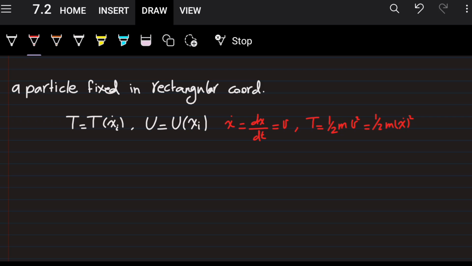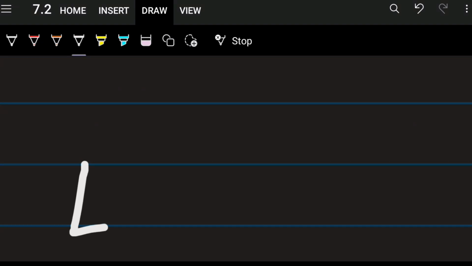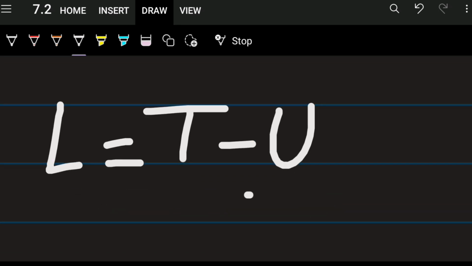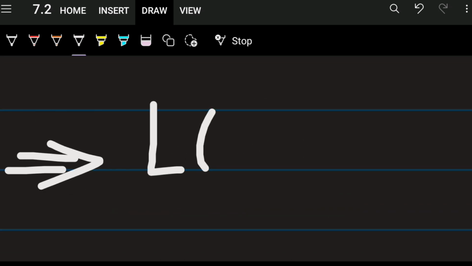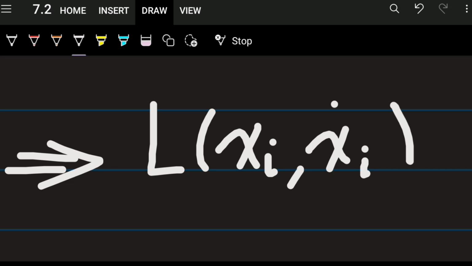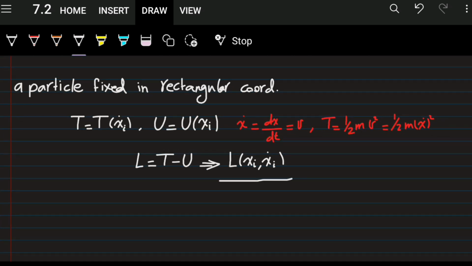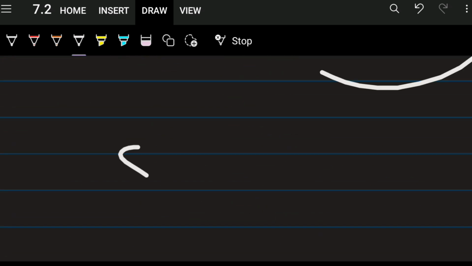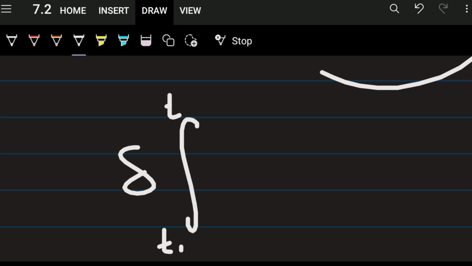And because kinetic energy equals 1/2 mv squared, kinetic energy is a function of x dot. And for potential energy, it's position energy, so it's a function of x. So T equals T of x sub i dot, and U equals U of x sub i. The difference between them is L. And that means we can write L as L of x sub i, x dot sub i. Let's slide it in here. And that, according to Chapter 6, can be written as this.